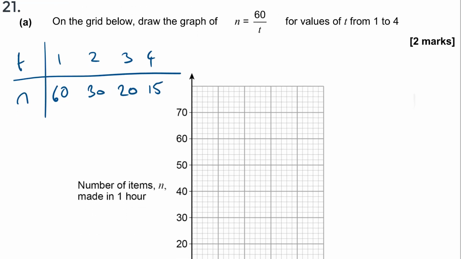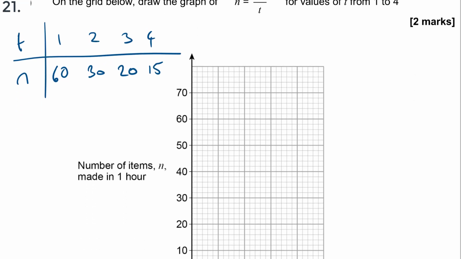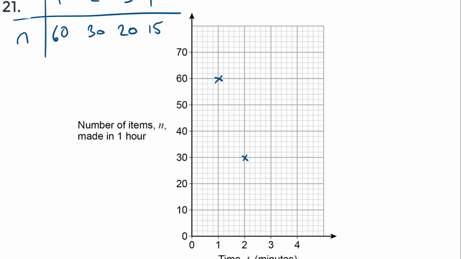Okay, so then my points I'm going to plot. So at time 1, n is equal to 60. At time 2, n is equal to 30. At time 3, n is equal to 20. And at time 4, n is equal to 15.